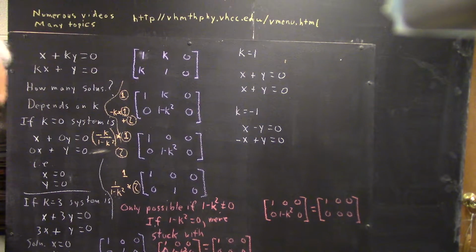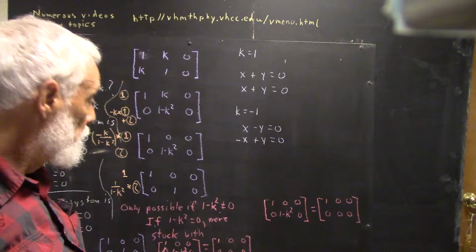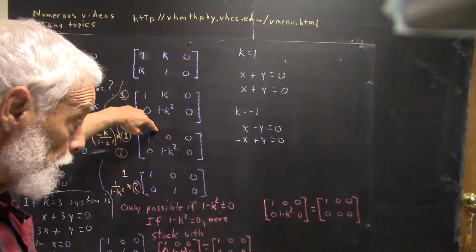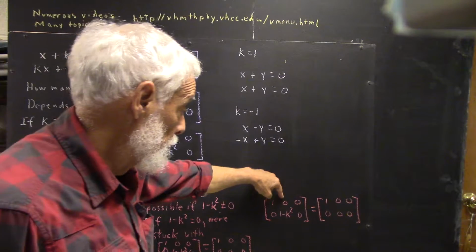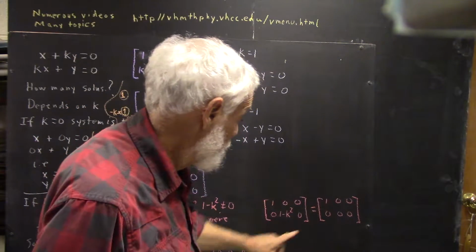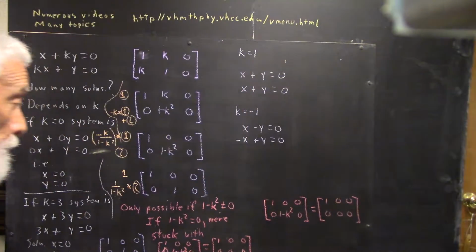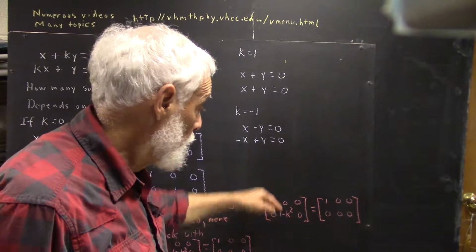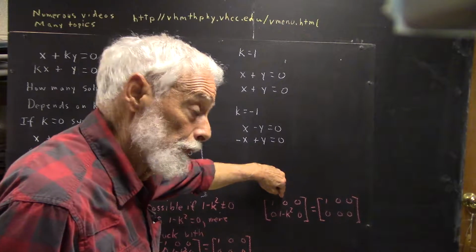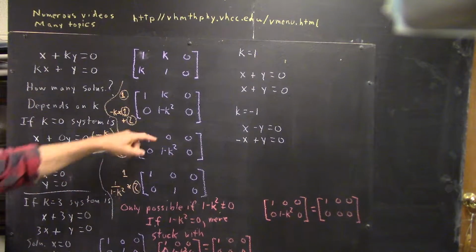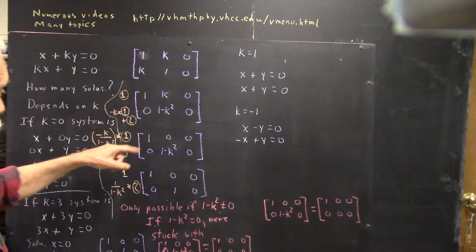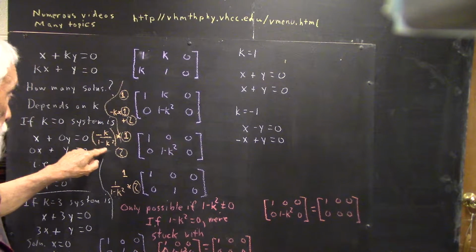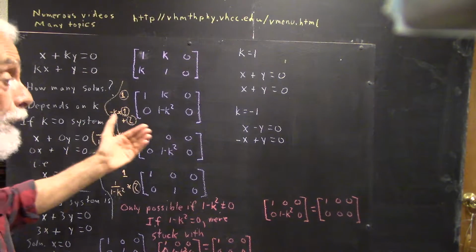Okay, again, if 1 minus k squared equals 0, then this matrix right here, which I've rewritten here, just becomes this, because 1 minus k squared is 0. However, if 1 minus k squared is 0, we would have never had this 0. Why is that? Because to get this 0, we had to multiply the first row by something that had 1 minus k squared in the denominator. If 1 minus k squared is 0, we can't do that.